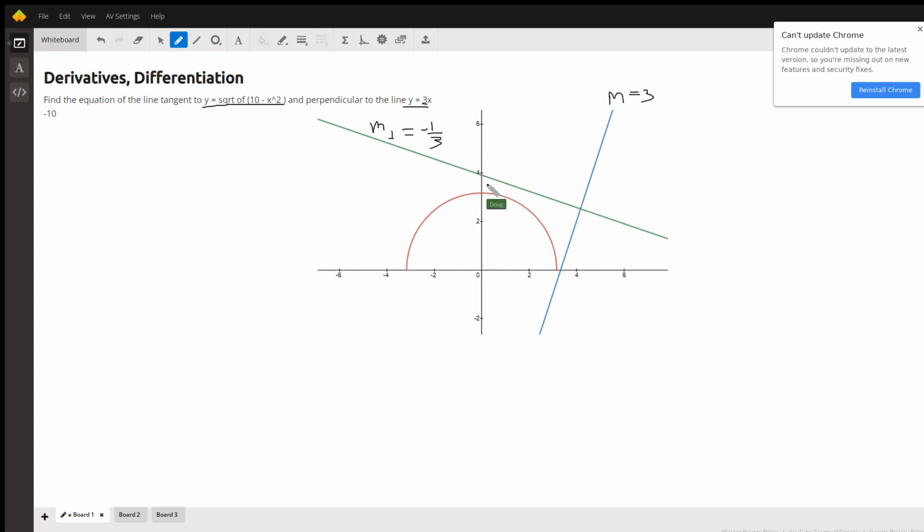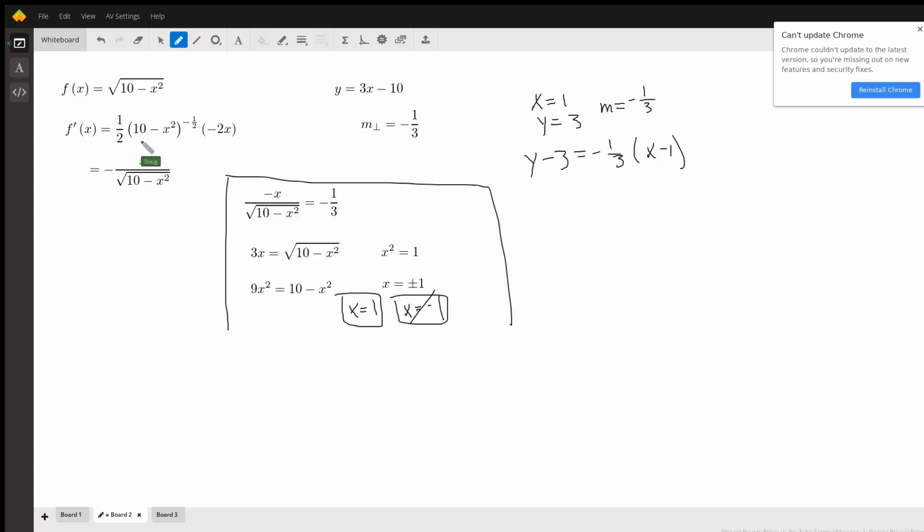And if I get the correct y-intercept, I can probably find the line that's tangent to that circle. I've got to find the point of tangency. I know what the slope is. It's negative 1/3. So how do I do that? Well, here's where I find y prime. And by the way, here I'm making reference that the slope of the perpendicular is negative 1/3. So if I find y prime, this is what I end up with.